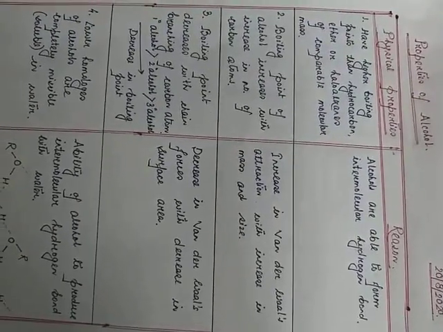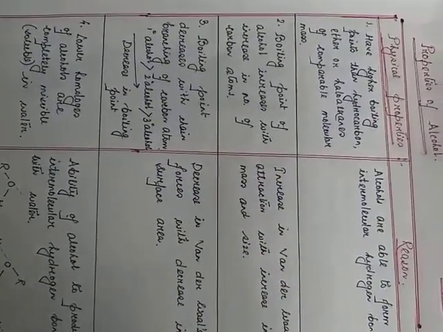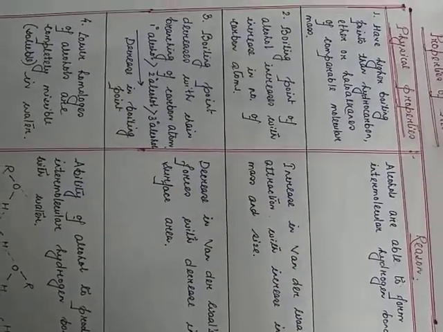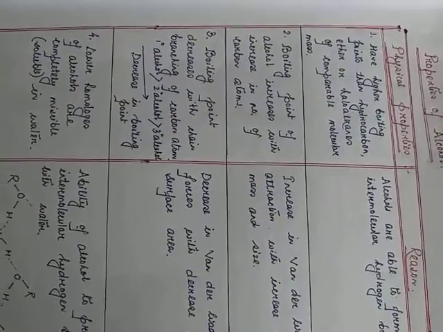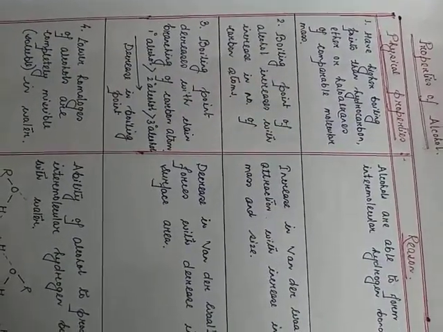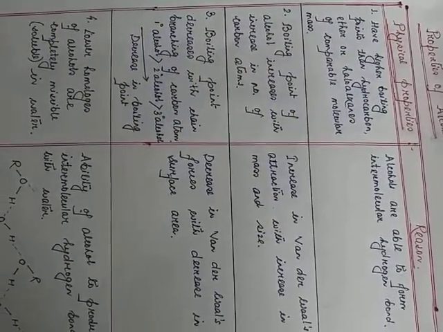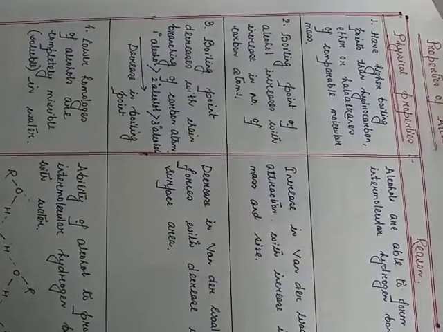All alcohols have higher boiling point than the corresponding hydrocarbon or ether or haloalkane with comparable molecular mass. That is, if the molecular mass is equal or nearly equal, we will find that alcohols have a higher boiling point, and that is due to the ability to form intermolecular hydrogen bond.